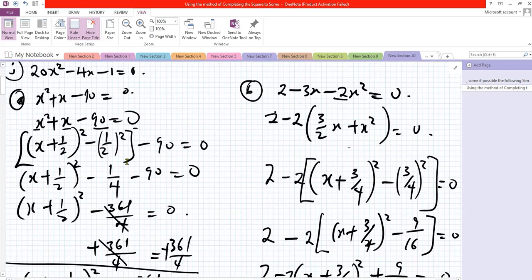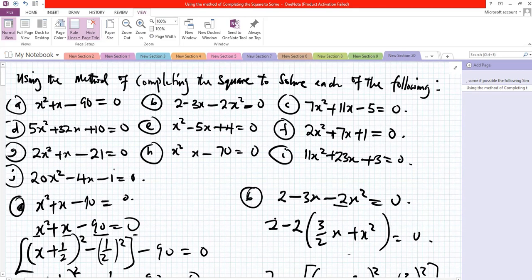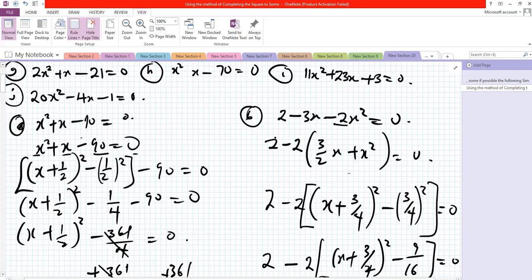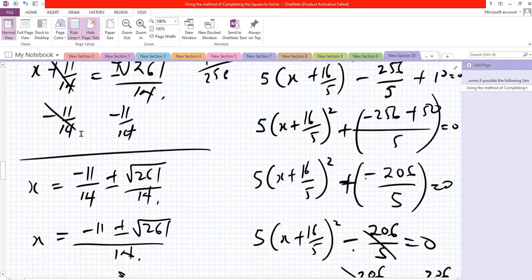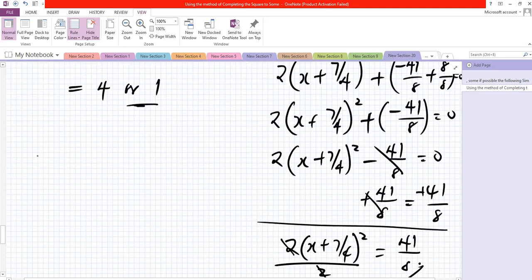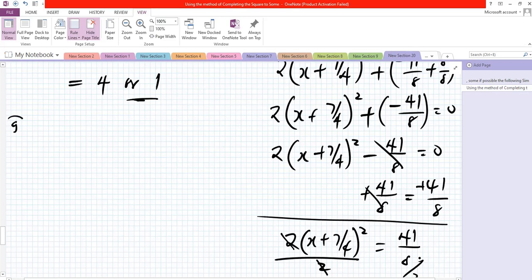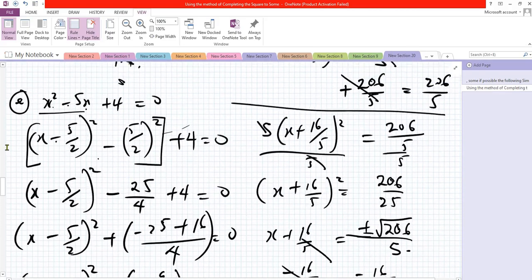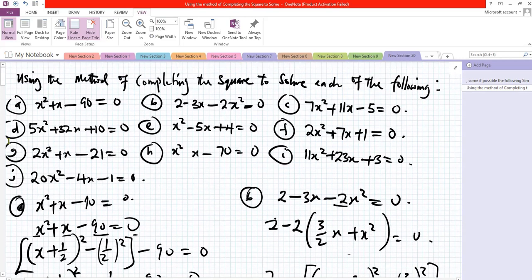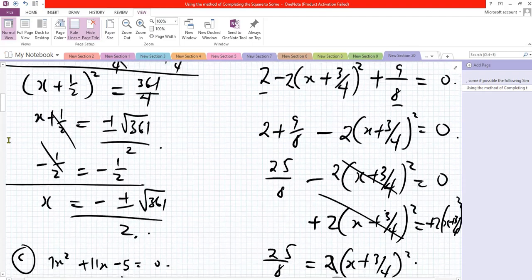Then the next one is 2x squared plus x minus 21. And the next one is g. 2x squared plus x minus 21 equals 0. Let's see. 2x squared plus x minus 21 equals 0.